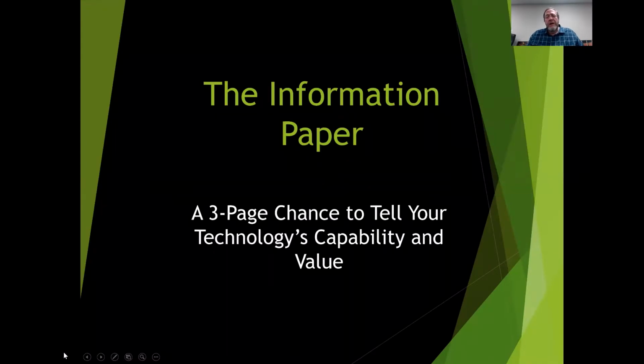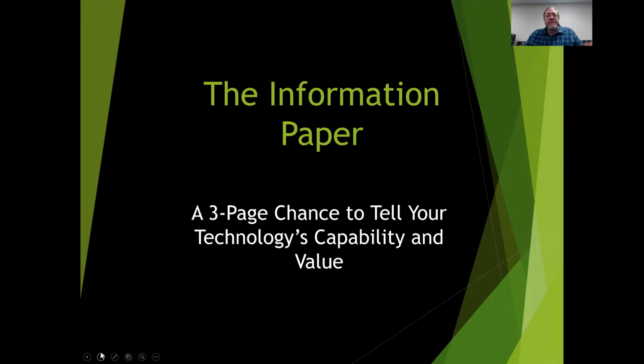Now we're going to be talking about the information paper. This is a 3-page chance to tell about your technology's capabilities and value, adding some graphics and some more detail that you really couldn't fit in on the quad chart. The information paper is based on the flow of your completed quad chart.